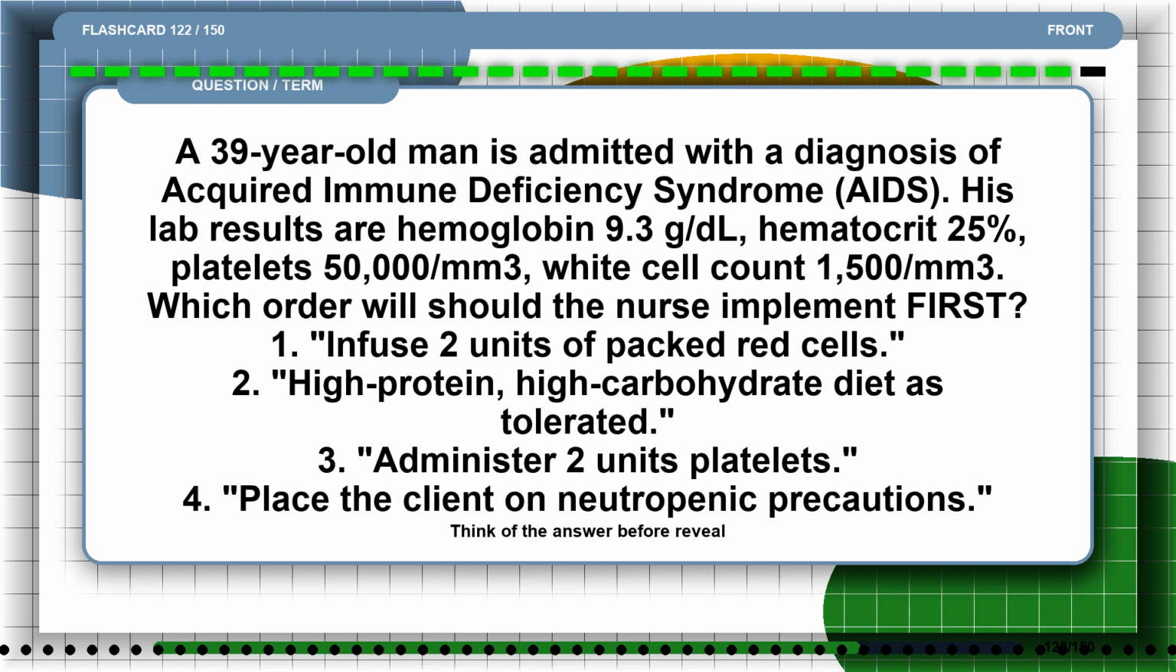Flashcard 122. A 39-year-old man is admitted with a diagnosis of acquired immune deficiency syndrome, AIDS. His lab results are hemoglobin 9.3 g/dL, hematocrit 25%, platelets 50,000/mm3, white cell count 1,500/mm3. Which order should the nurse implement first? 1. Infuse 2 units of packed red cells. 2. High protein, high carbohydrate diet is tolerated. 3. Administer 2 units platelets. 4. Place the client on neutropenic precautions. Think of the answer before the reveal.